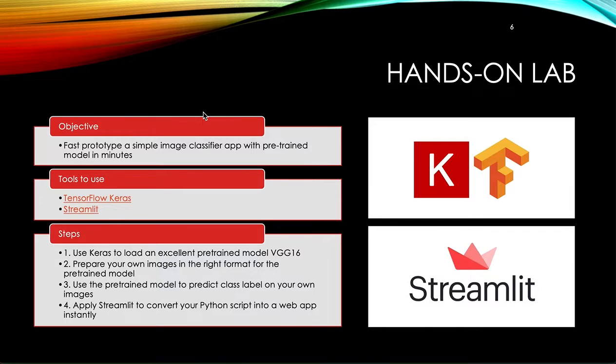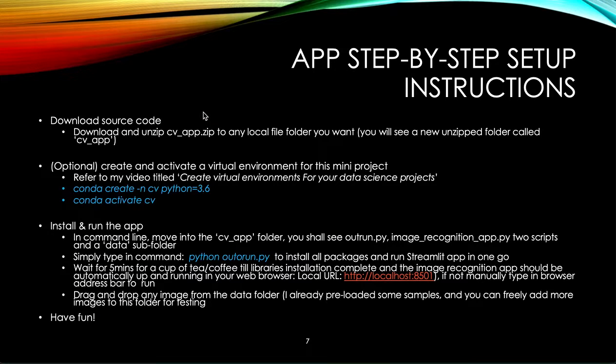Okay, so going back to the step-by-step setup instructions. It's pretty simple. First of all, you just need to download the source code, and then unzip this source code to some local folder you want. In the second step, optionally, you can create and activate a virtual environment for this mini project. If you're wondering why we need the virtual environment and what it is, you can refer to my previous video titled Create Virtual Environment for your Data Science Project.